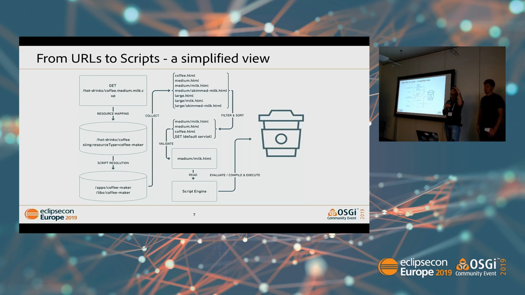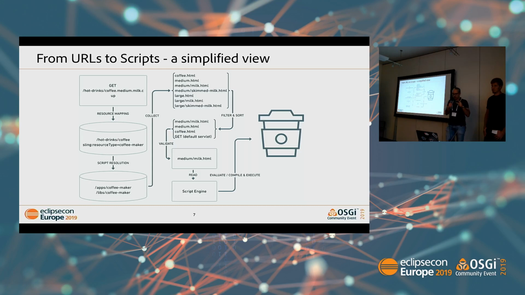So we take all the scripts. We then have to figure out which ones are the actual ones that could provide the rendering. And that is based on the combination between selectors and extensions provided in the original request. So if we look at the original request, we know that our resource is going to be served by the medium and milk selectors with a cup extension.